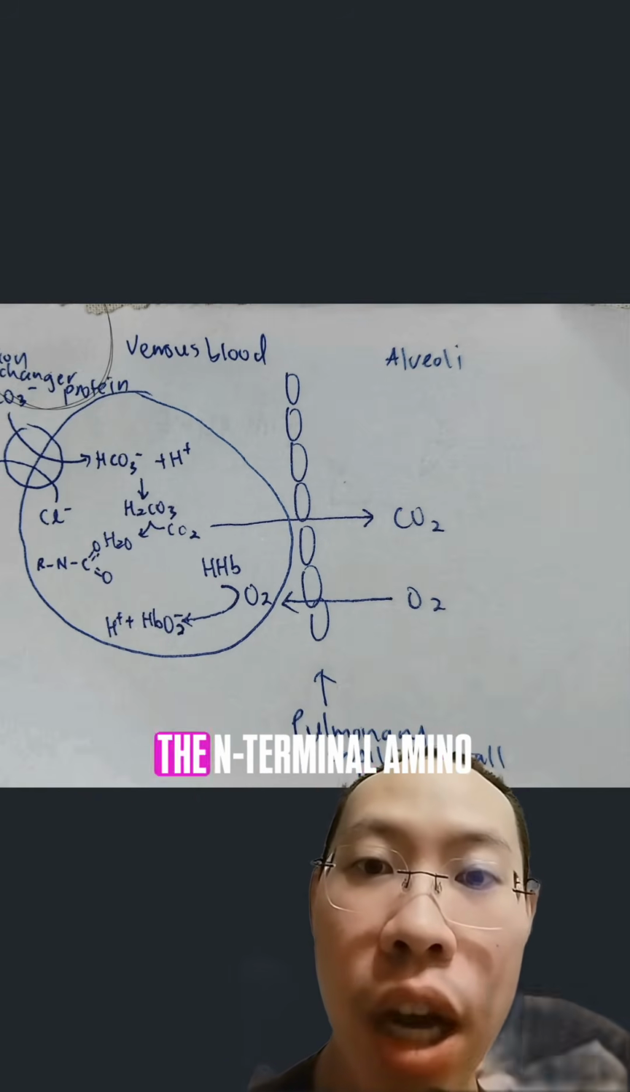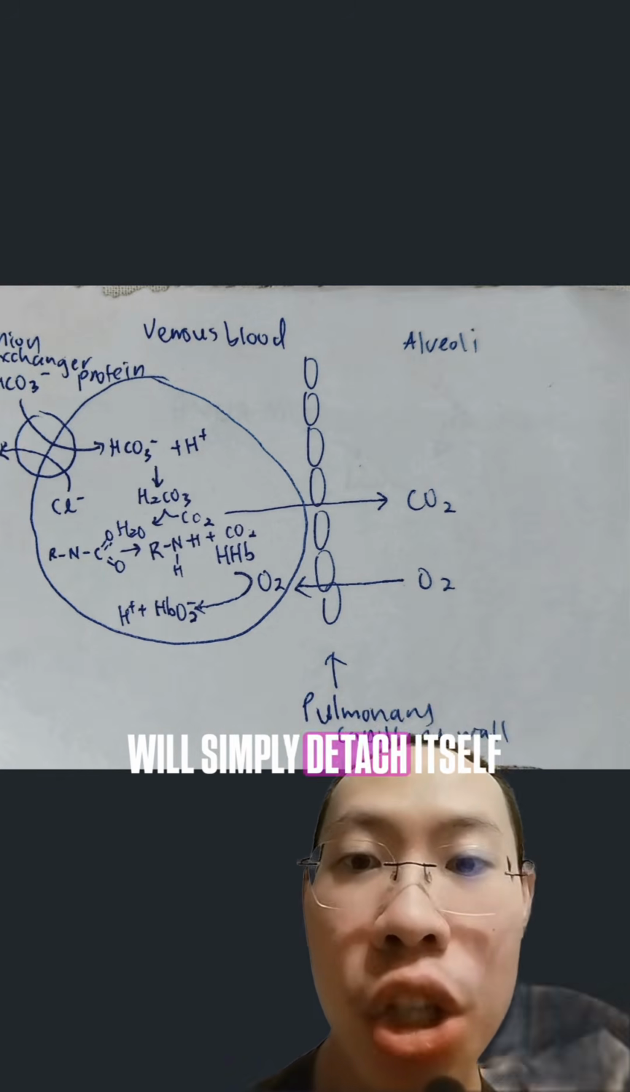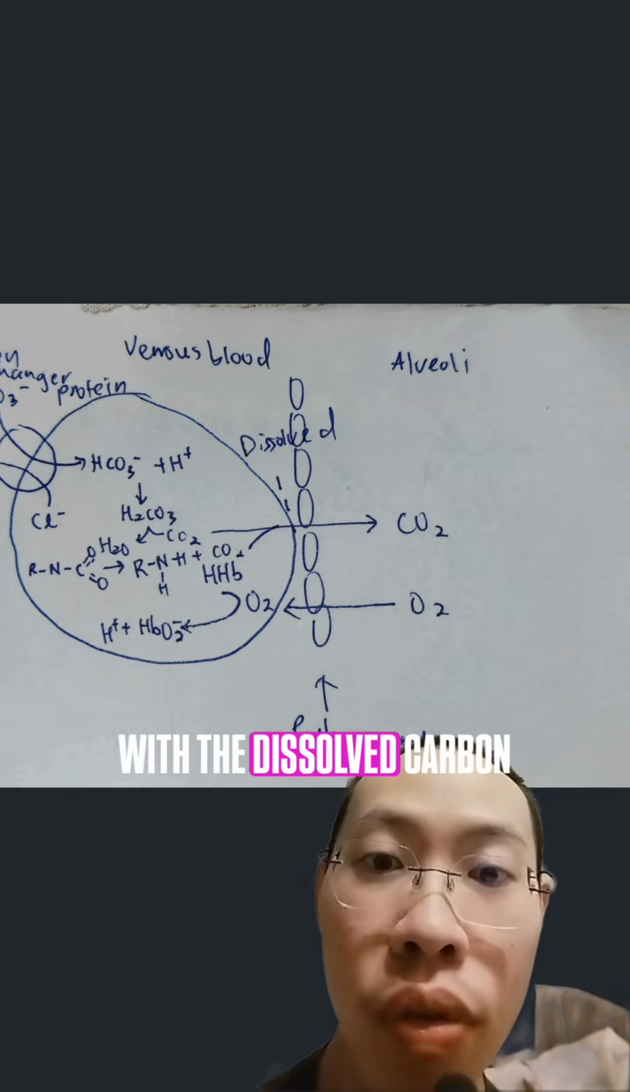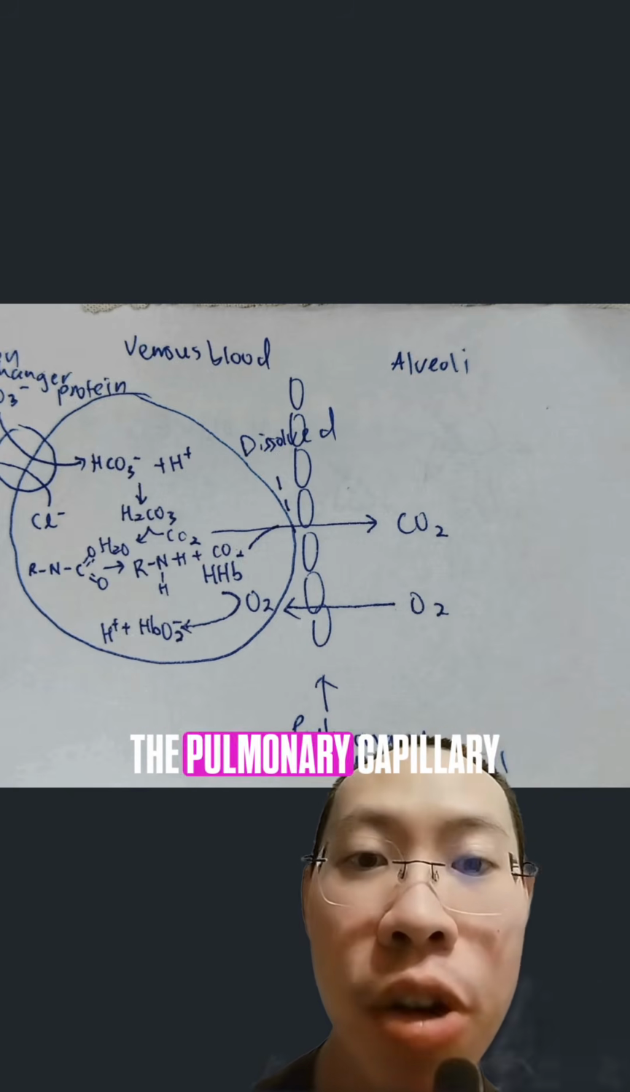Carbon dioxide bound to the N-terminal amino groups of the globin chains of the hemoglobin will simply detach itself from it so that along with the dissolved carbon dioxide in the venous blood, they would diffuse into the alveoli through the pulmonary capillary wall.